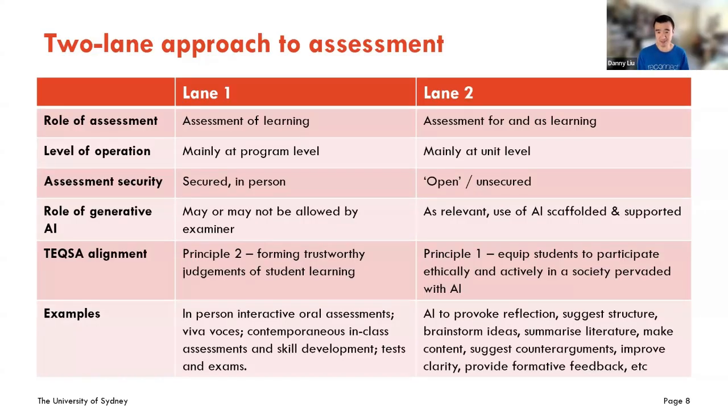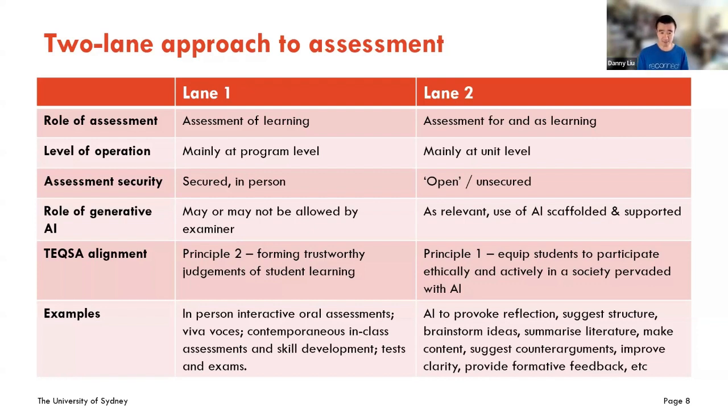The point of a lane 2 assessment is still to learn the disciplinary skills and knowledge and disposition, but with the support of AI. Now, you can't just have lane 2 because otherwise we'll never know if it's the student or the AI doing the work. Hopefully it's the student, but we never know. And so you need to also have lane 1 assessments to ensure that integrity value.